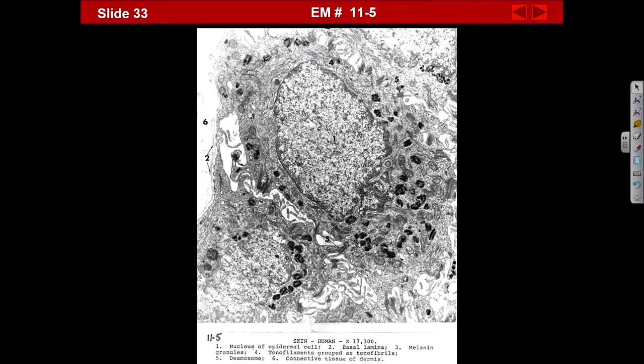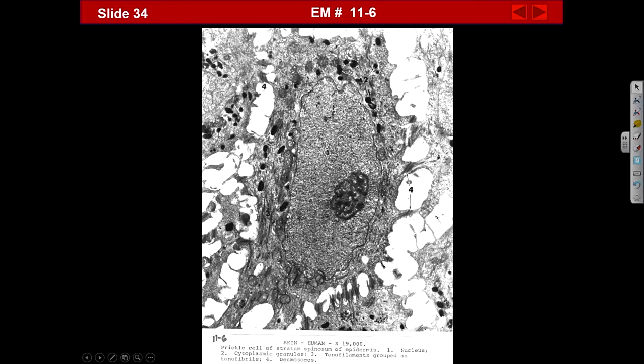Okay, skin. Keratinocytes: in this particular cell we have some melanin granules that are starting to accumulate. More melanin granules in these keratinocytes of the spinosum. You can see how spiny this is, so this would be the stratum spinosum. This would be a keratinocyte that's got some melanin granules in it.